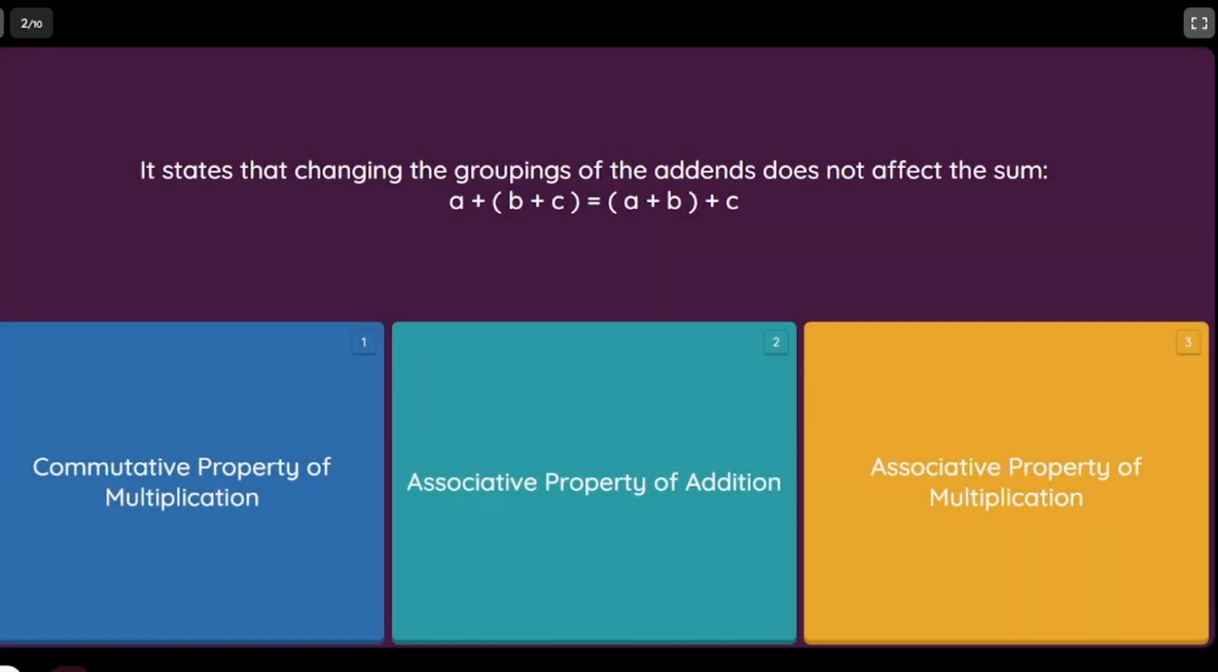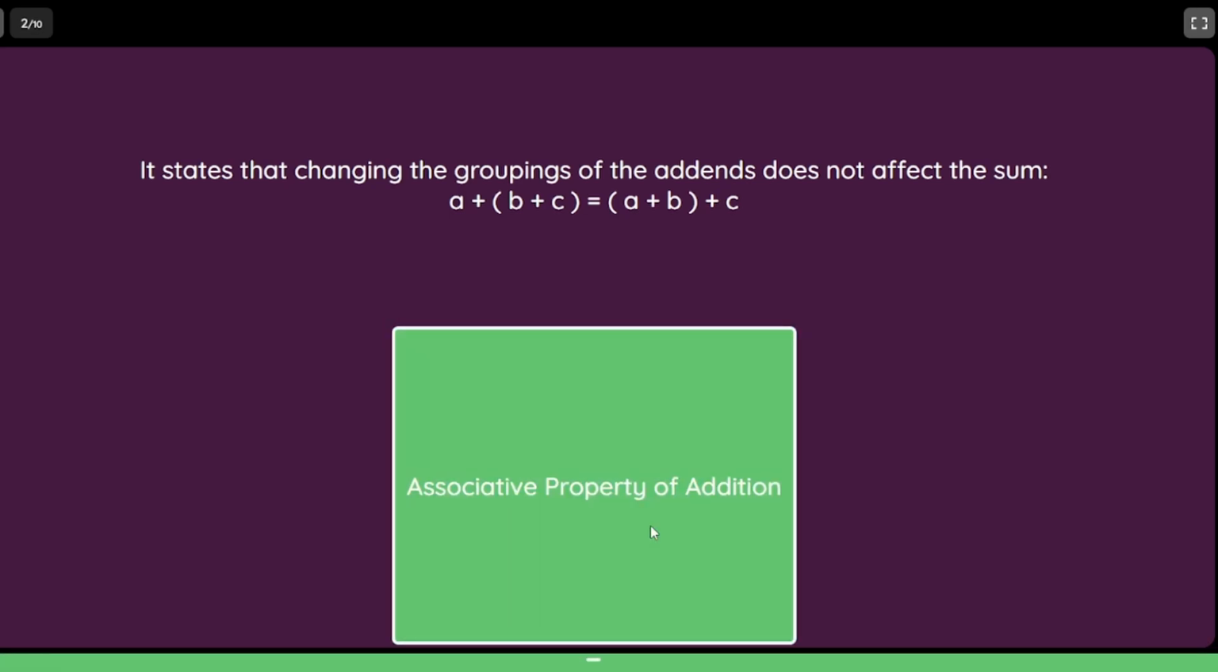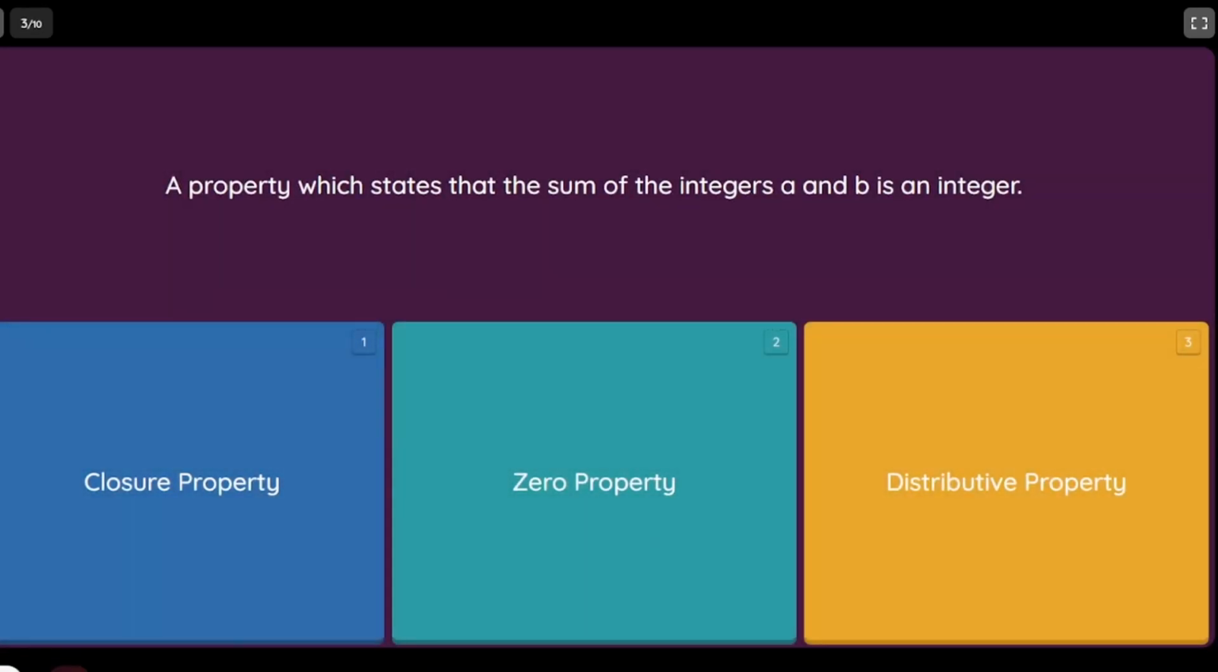Question number 2. It states that changing the groupings of addends does not affect the sum. If we're dealing with 3 or more numbers, we automatically think of associative property. And since we're doing the operation of addition, it's associative property of addition. There you go.